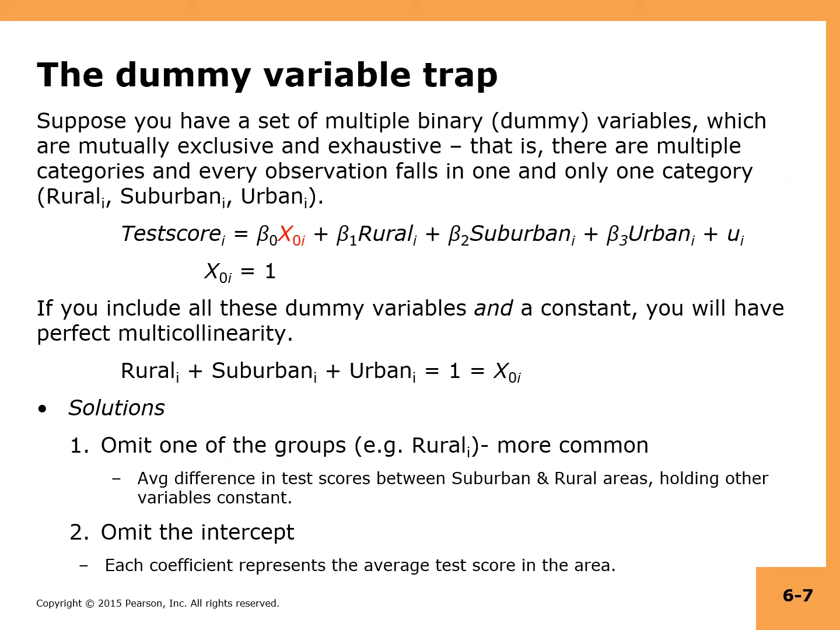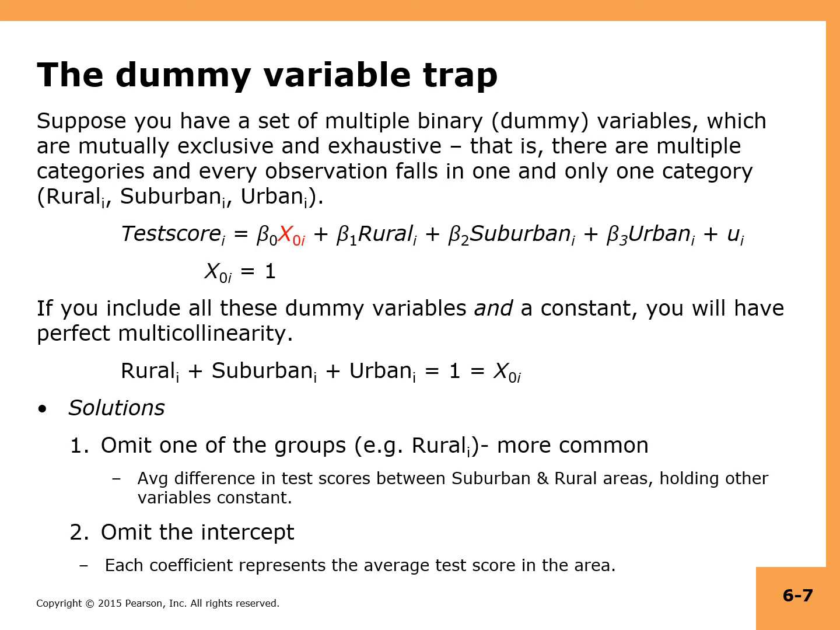So let's say that you have a set of multiple dummy variables which are mutually exclusive and exhaustive, meaning that there are multiple categories and every observation falls into one and only one category. In this case, we're going to use an example of rural, suburban, and urban dummies. In the case of measuring a test score, each district either falls into a rural, suburban, or urban area. We're also going to assume that beta 0, the intercept, has a regressor x0i, which equals 1 in all observations.